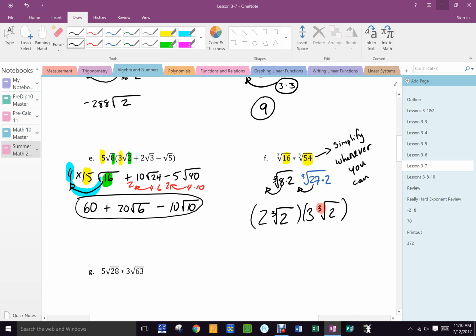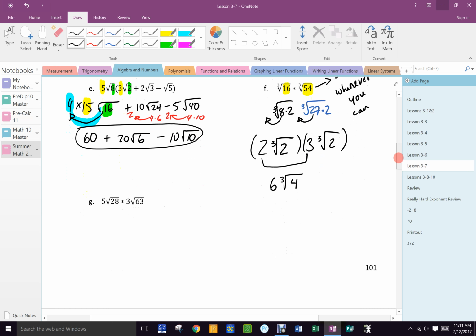So can I multiply? Coefficients with coefficients. What's 2 times 3? 6. Cube root. Radicands with radicands. 2 times 2? 4. Am I done? Yes. Because this is not the square root of 4, is it? It's the cube root of 4. So I'm stopping. Is everybody cool with that one? Would it work to do 864 and break it all the way down? Yes, because that way always works. But I find this way to be simpler.